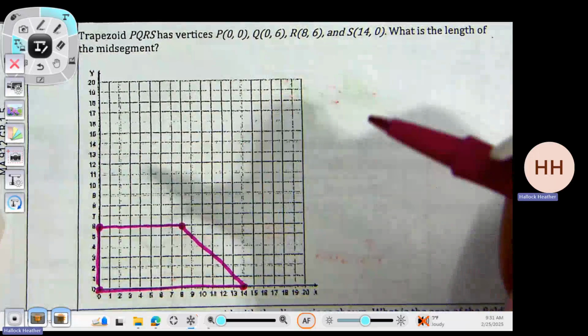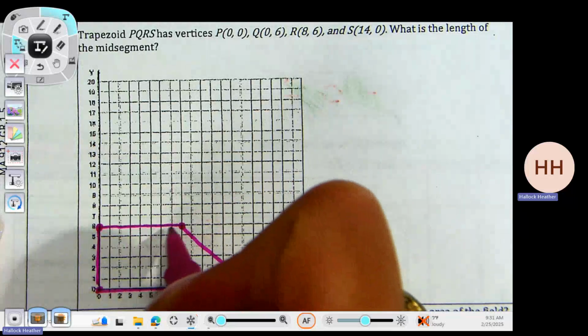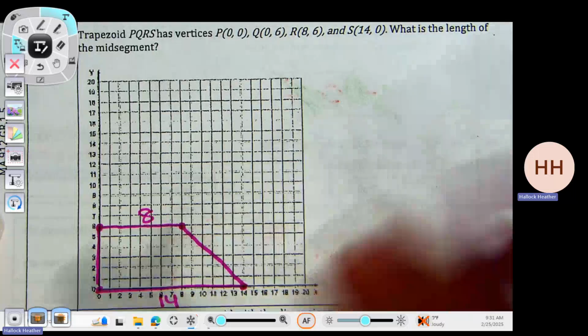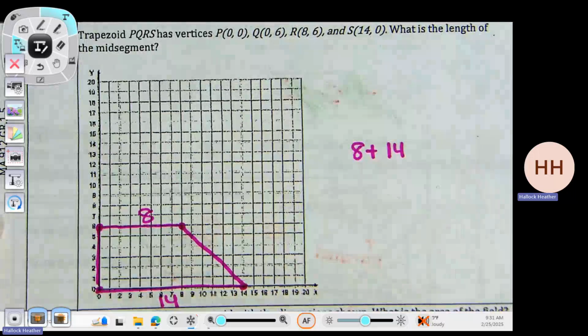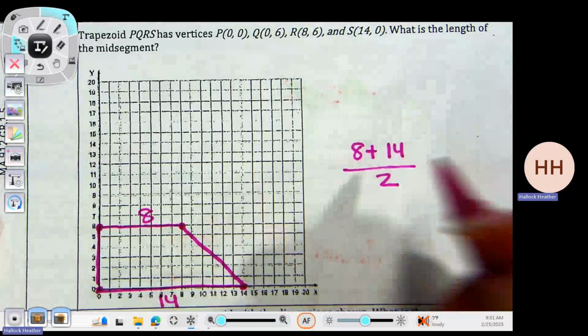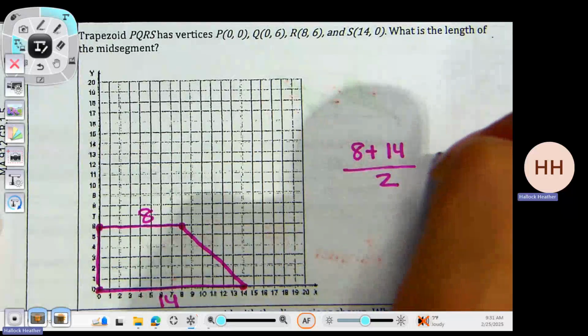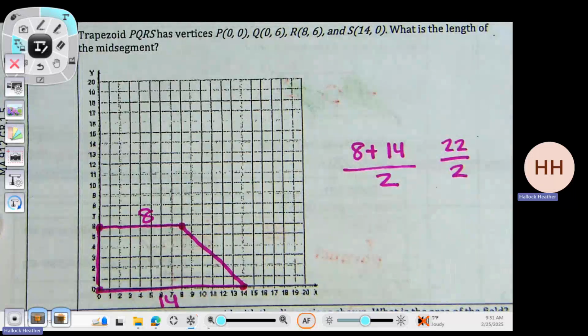If I count the distance of the top, 1, 2, 3, 4, 5, 6, 7, 8. This is 8. The distance at the bottom is 14. I'm taking the top and the bottom, adding them together, and dividing by 2 to find the middle. So 8 plus 14 is 22. 22 divided by 2 is 11.